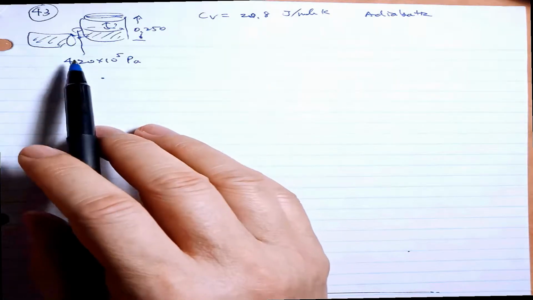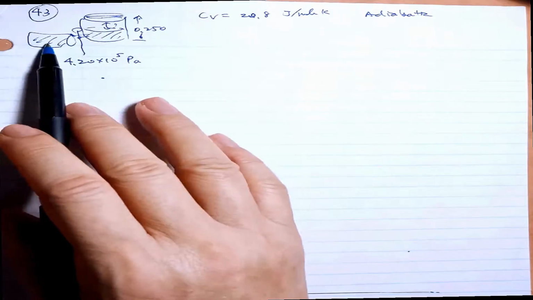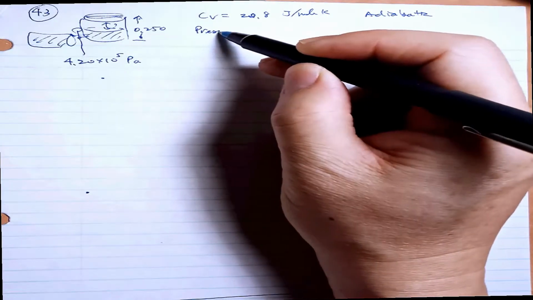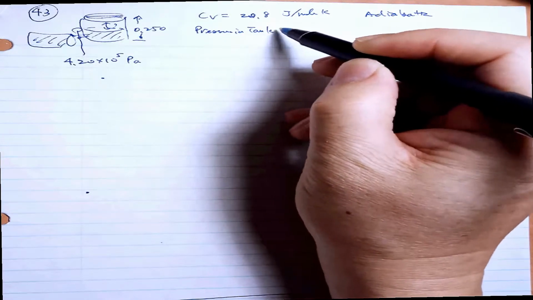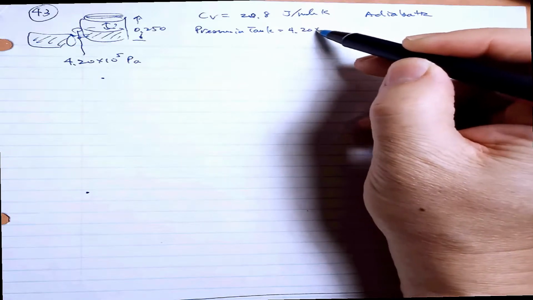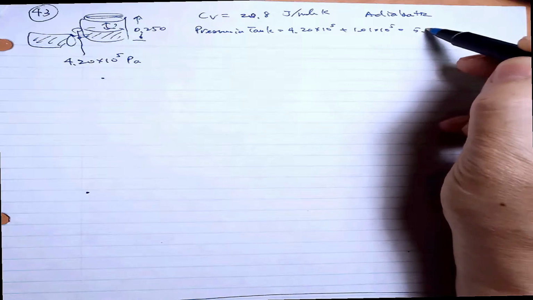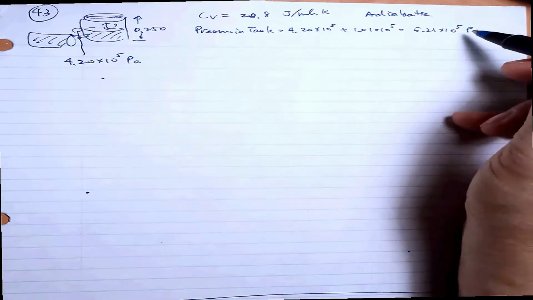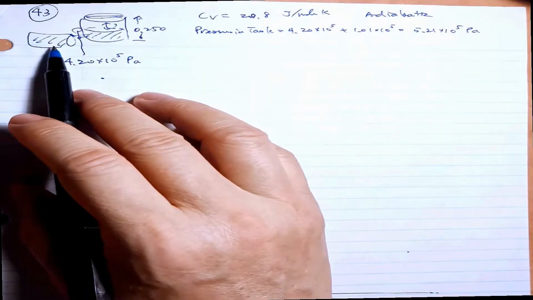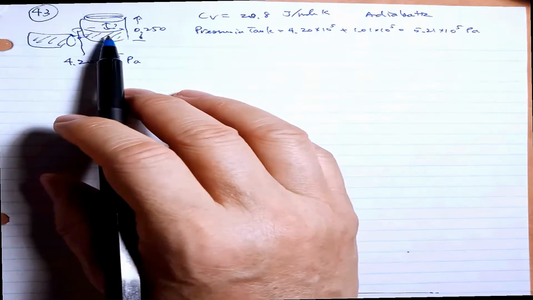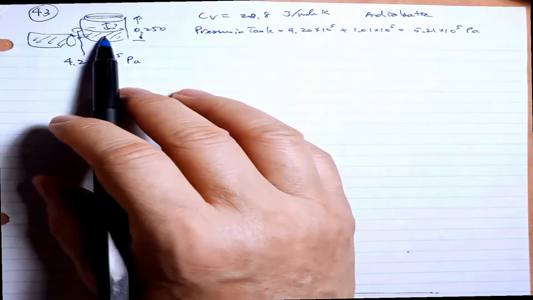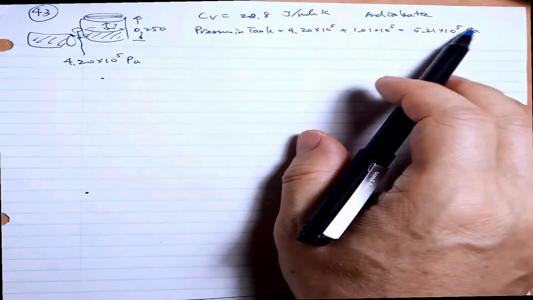Well, the pressure in the tank is really the gauge pressure plus air pressure. So pressure in tank is 4.20 × 10^5 plus 1.01 × 10^5, so it is 5.21 × 10^5 Pascal. That is the absolute pressure in the tank. Now, in order for the air to flow, the pressure in the cylinder also has to be 5.21 × 10^5.